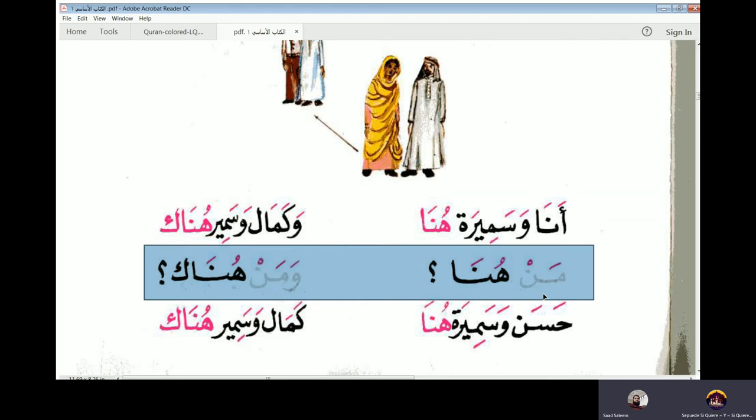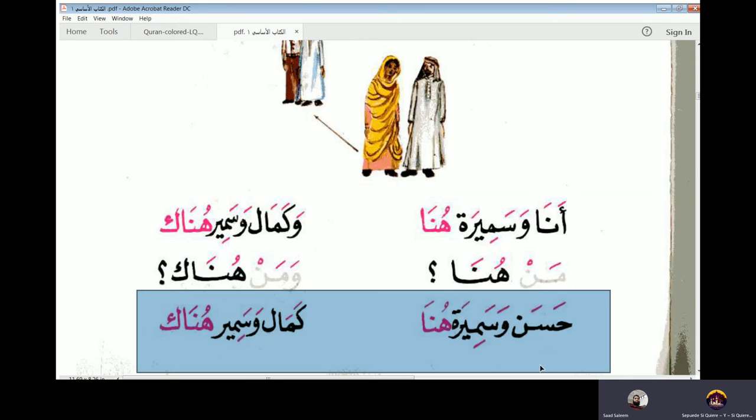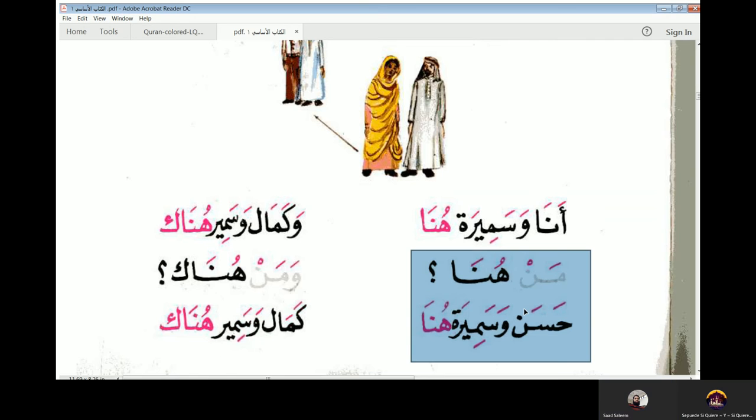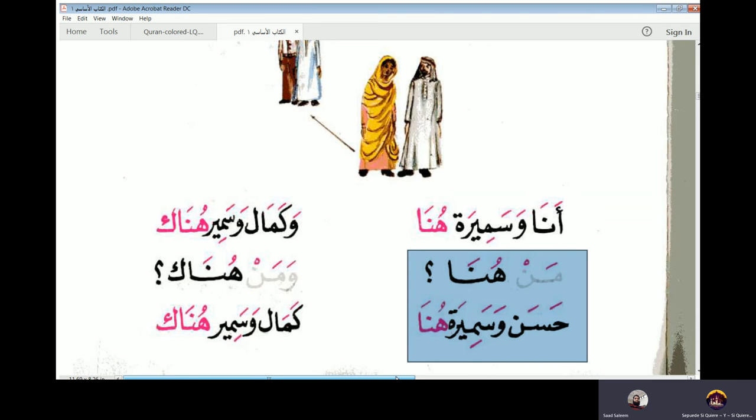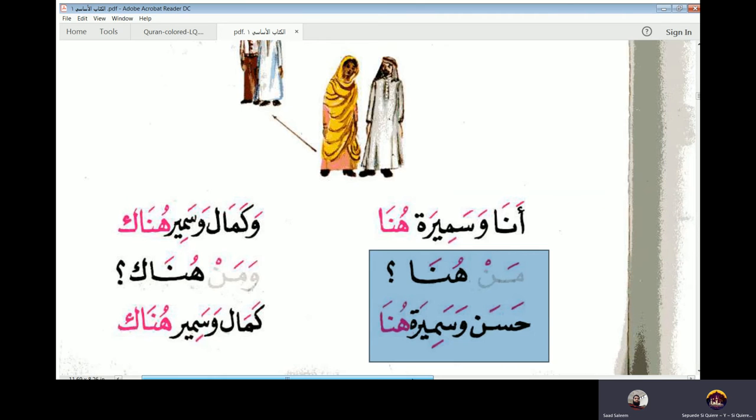Waman hunaka, and who is there? Kamal wa Samir hunaka. Kamal and Samir are there. And you have missed two lines from the right side. Man huna, who is here? Hassan wa Samira huna. Who is here? Hassan and Samira are here.